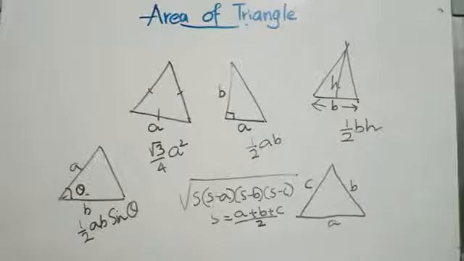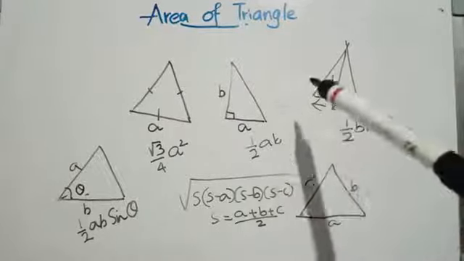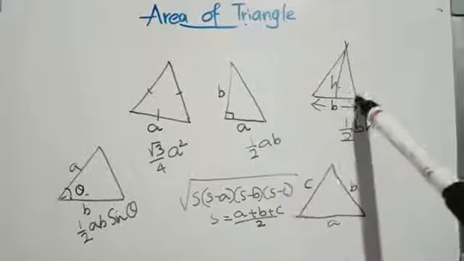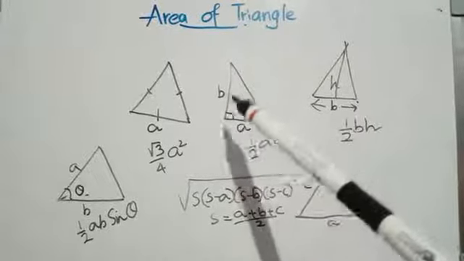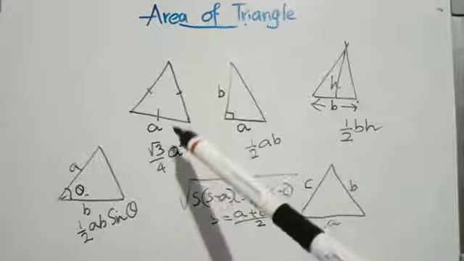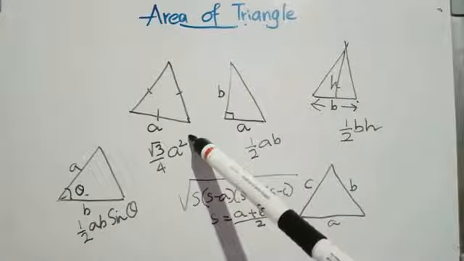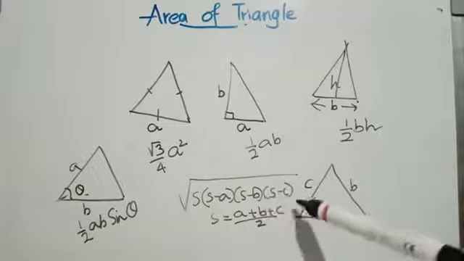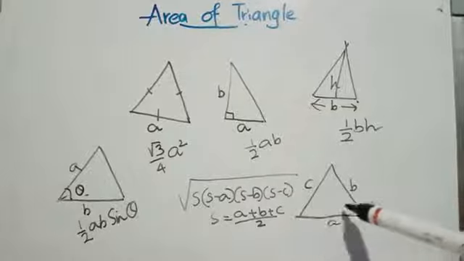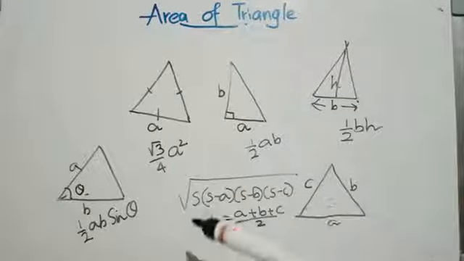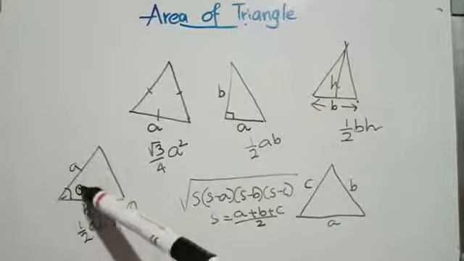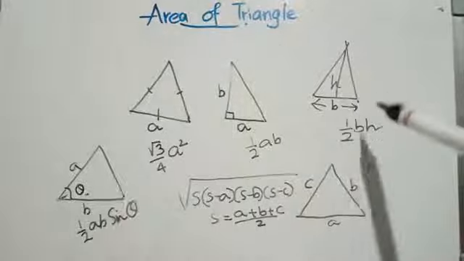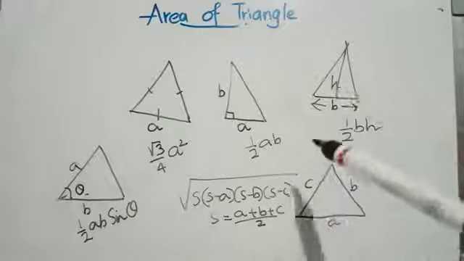So we use these two formulae when we know the base and height. And this is a specific formula we use for an equilateral triangle. And we use this formula, Heron's formula, when we know the lengths of all three sides. And this formula we use when two sides and the included angle are given. So all these formulae are according to the given situation.